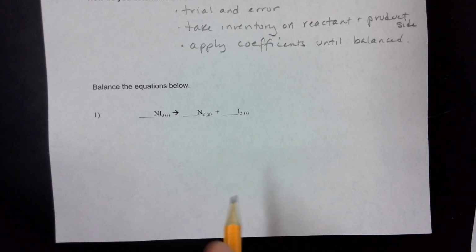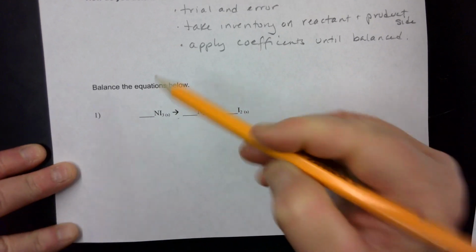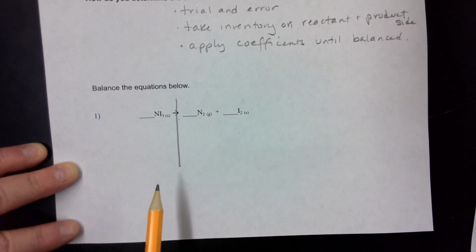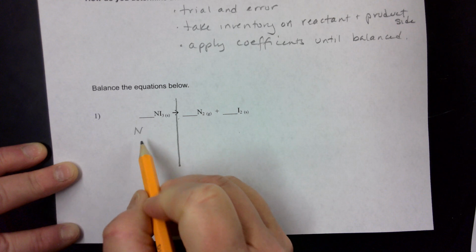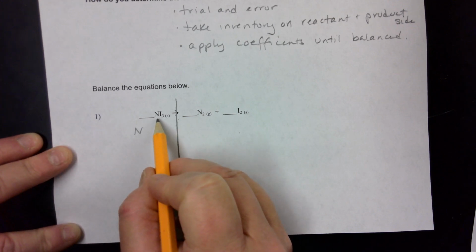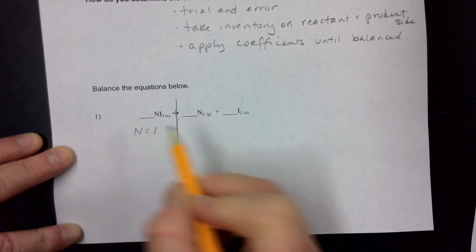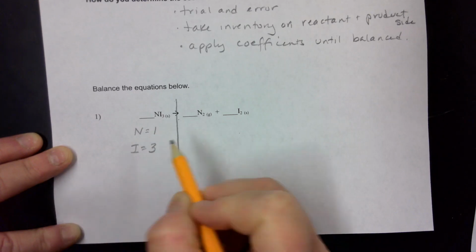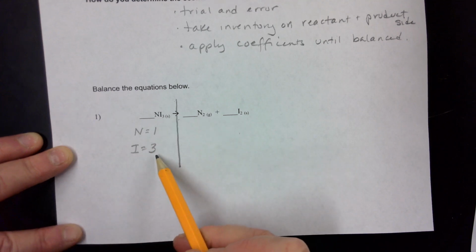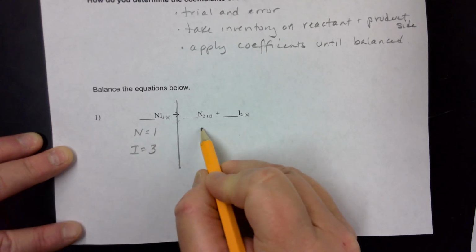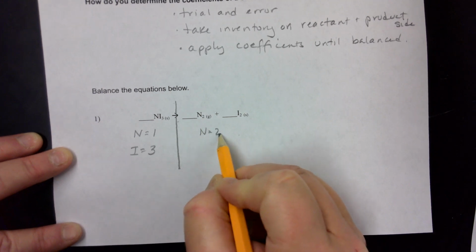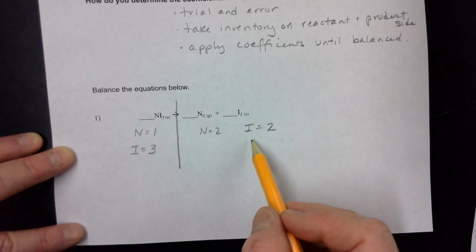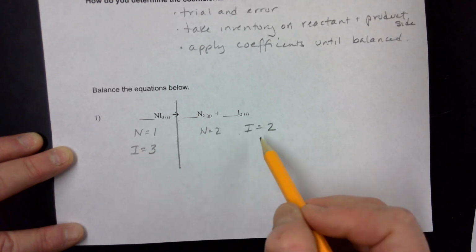Okay, so the first thing I really recommend that you do is find the arrow and draw a line, right? So that's separating your reactant side from your product side. I'll then recommend that you make a list. Take inventory. What do you have on this side? Well, right now you have 1 nitrogen and you have iodines, but you have 3 of them. Okay, so you're starting with 1 nitrogen and 3 iodines. Over here on the right side, we have nitrogens, 2 in this molecule, and then we have 2 iodines over here. So this very much does not match up.